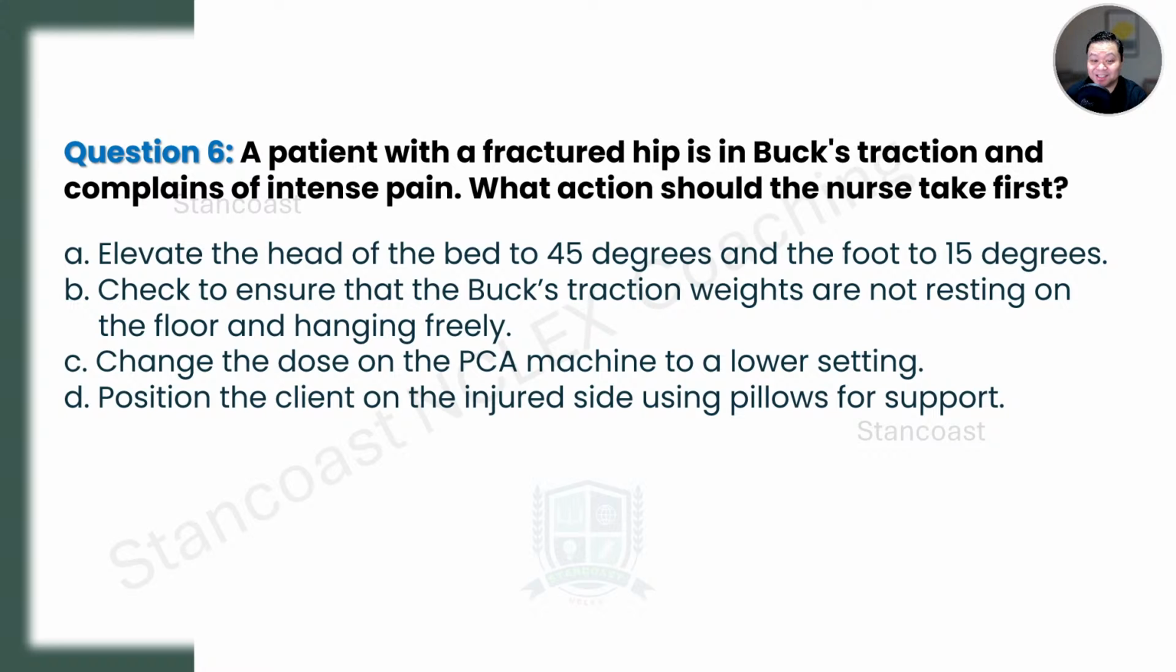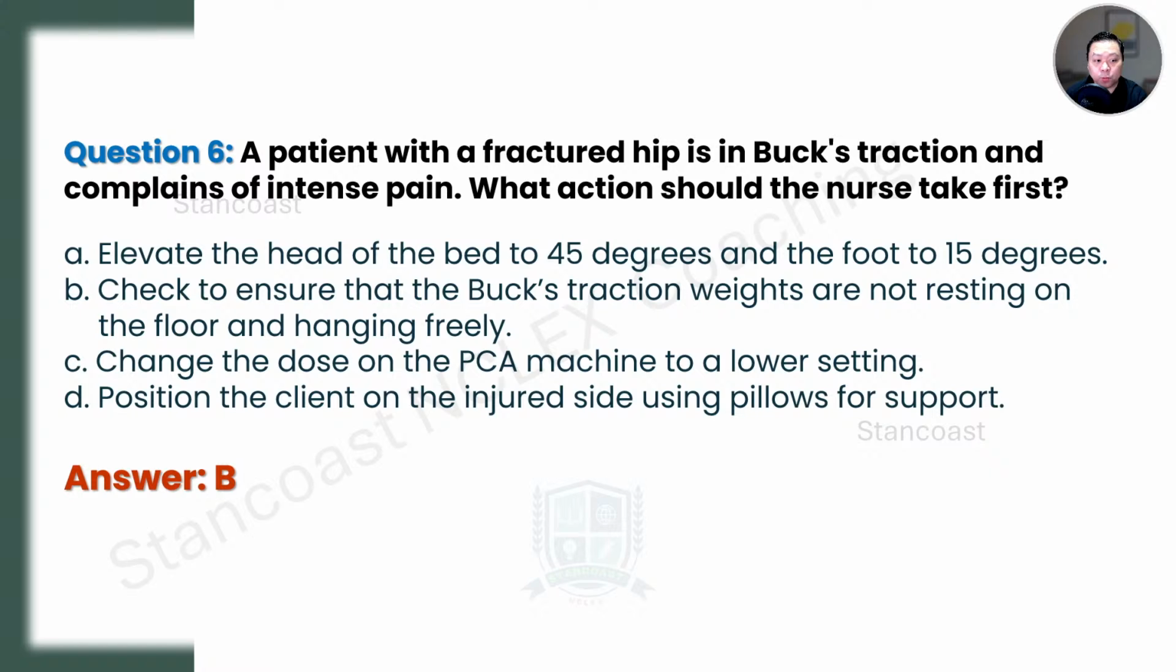The correct answer here is letter B. You gotta check to ensure that the traction weights are not resting on the floor and hanging freely. This is the primary purpose of the box traction. We want to make sure that the weights are hanging freely in order to reduce the muscle spasms and also the pain. Okay, please take note about the box traction.